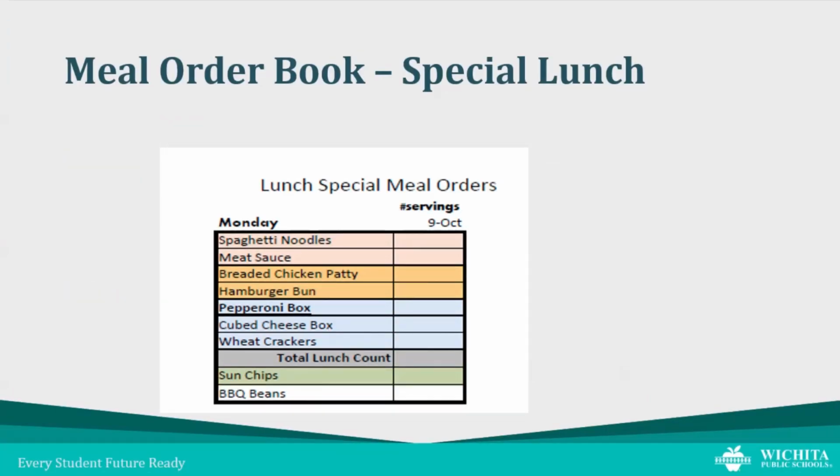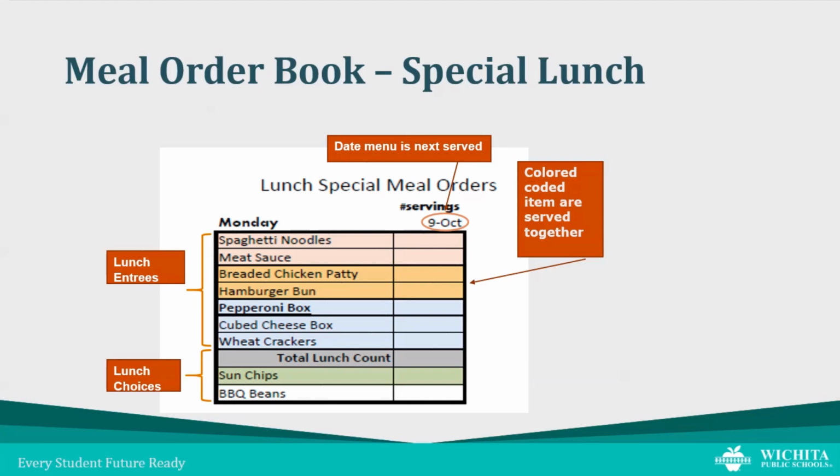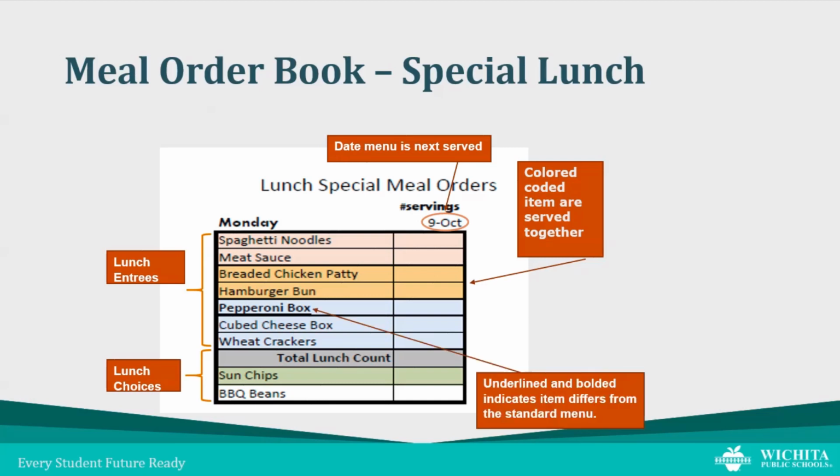The special lunch tab shows the date the menu will be served, the lunch items, and the choice items, and everything's color-coded just like the other menus. The only difference is the underlined and bolded items indicate that that is the food that's different from the standard menu.